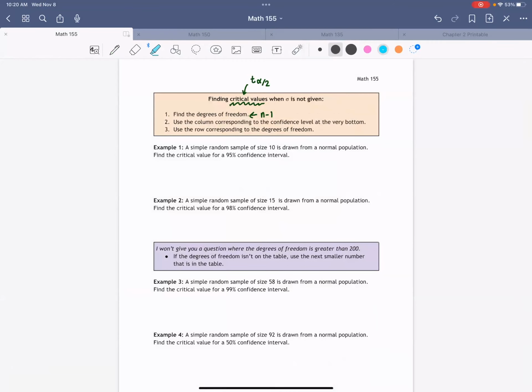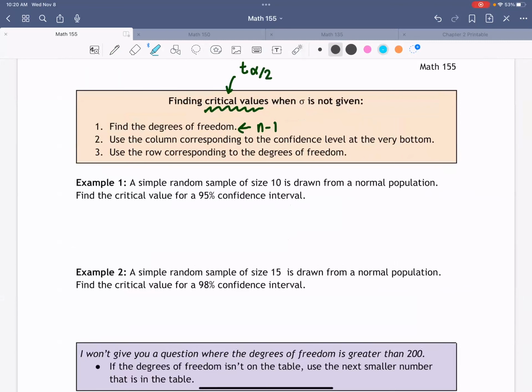Okay, so the row is the degrees of freedom, and the column is the confidence level. Let's do an example. We have a simple random sample of size 10, so n equals 10, right? Drawn from a normal population, 95% confidence interval. For some reason, I literally have to write it down. If I don't write it down, I will not get it correct.